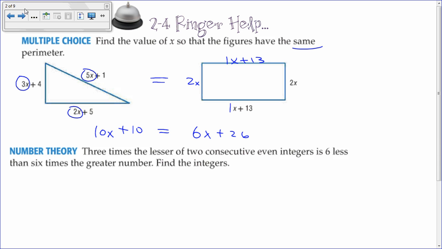My first number is always going to be what? x, right? And if it's even, then it's going to be what? My second number is x plus 2. Good. So that's my second number. That's my first number. Okay, so 3 times the lesser of the 2 numbers. Which one's the lesser number? This one right here? So 3 times that.